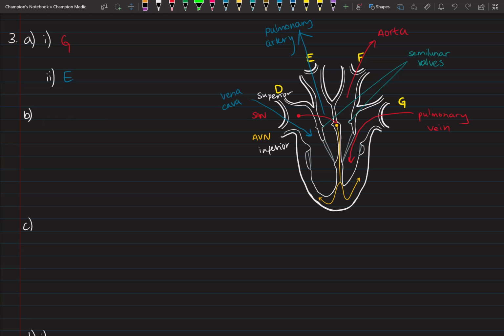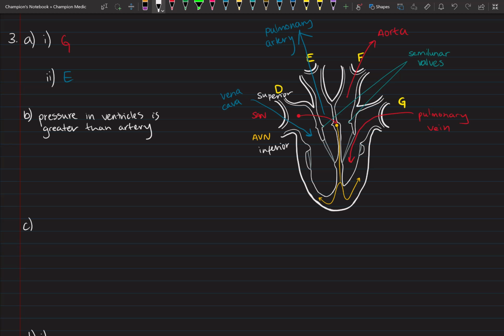So question 3b: why do the semilunar valves open? Give an explanation. Well, for the semilunar valves to open, the pressure in the ventricles needs to be greater than those in the artery. So the pressure below the valve has to be much greater. Make sure you use the word greater, not just great, so it has the ER, because you need that comparison between the ventricles and the arteries.